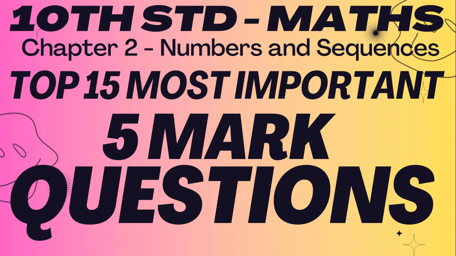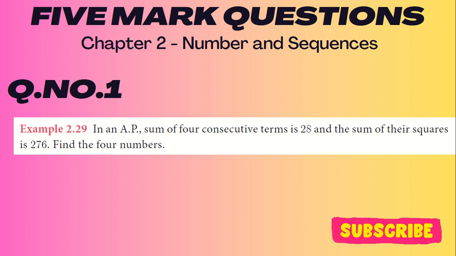So let us go to the 10th standard maths chapter 2, numbers and sequences, top 15 most important 5-mark questions. The first one is chapter 2, example 2.29. In an AP, the sum of 4 consecutive terms is 28 and the sum of their squares is 276. Find the 4 numbers. This question has come in the public exam, as well as revision exams and the quarterly, so it is very important for your public examination. Please make note of that.